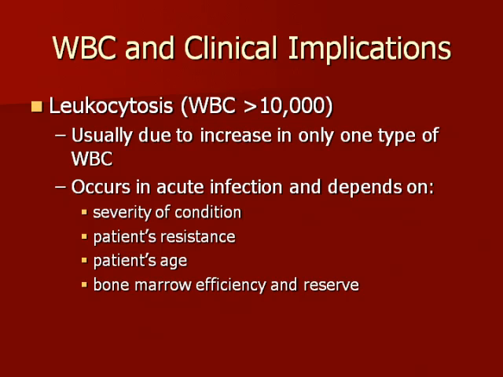It takes longer for an older person to mount a response to an infection. So if they have 20,000, you tend to think it's much more severe in an older person than in a younger person. It also matters what their bone marrow efficiency and reserve is, and if they're on immunosuppression. So anybody who is on prednisone has a harder time mounting a response to an infection than would somebody who's not immunocompromised.